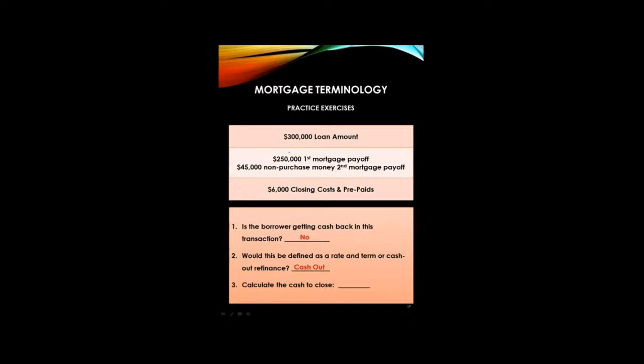Calculate the cash to close. So you get 1,000. Well, why do we get that? It's basically your closing costs, which the borrower is paying to do the loan, is 6,000. But if you add the first mortgage, second mortgage, and the 6,000, that's going to give you more than what the loan amount covers. So the borrower does have to bring $1,000 in hand, and that's basically coming from their checking account or savings account to cover the closing costs.